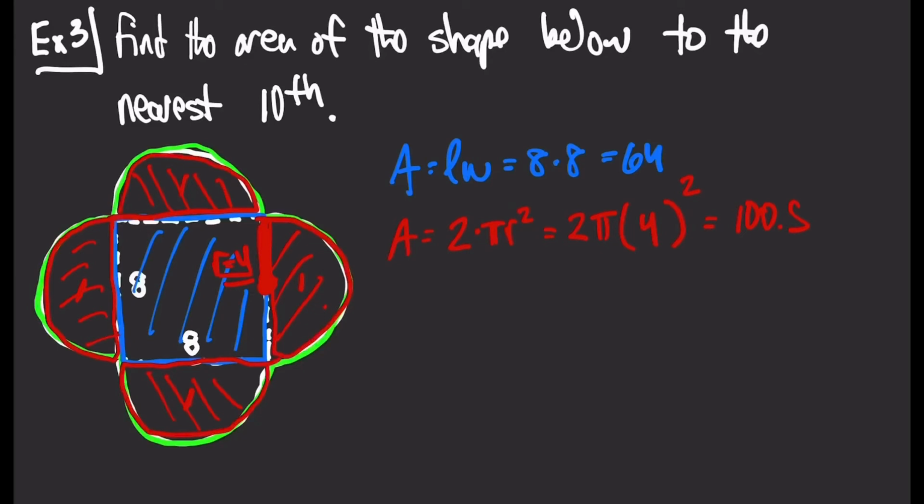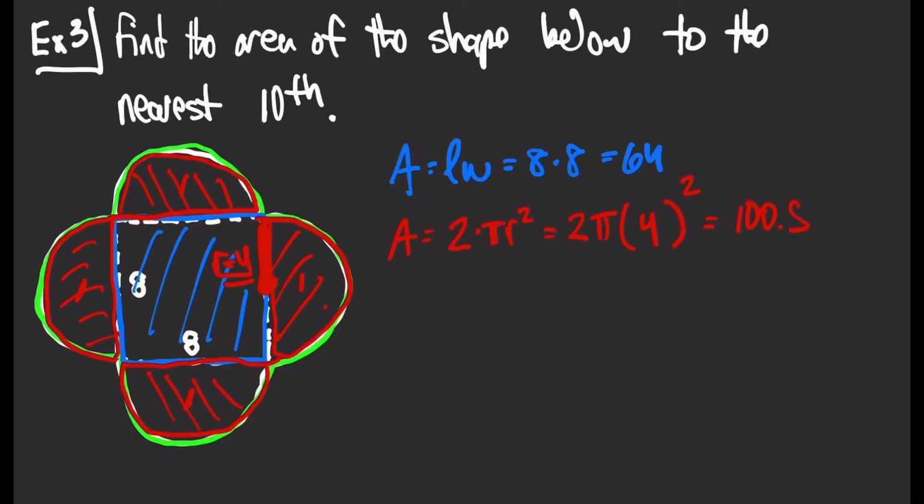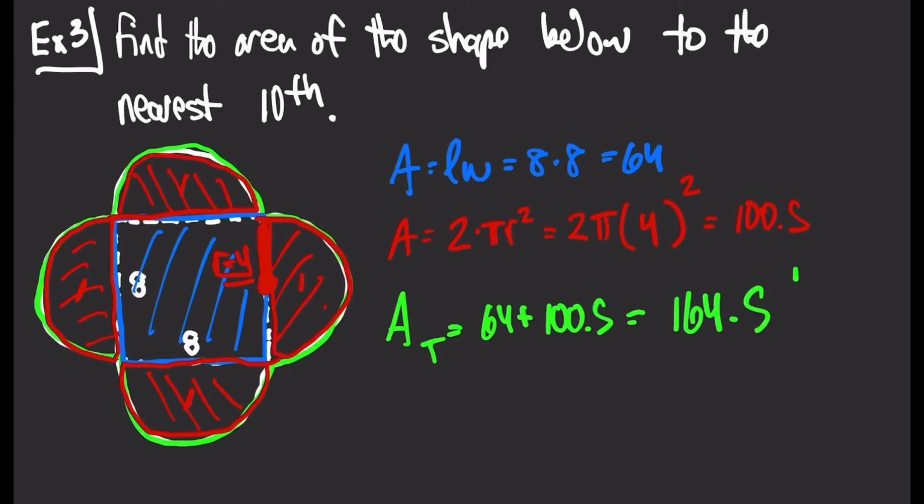So now at the end, what you want to do is ask yourself, do I add these together or do I subtract them? In this case, I think you can see I want the area of the whole thing. So I'm going to need the area of the square, everything in here, plus everything in the semicircles. So I'm just going to add those together. So my area total is going to be 64 plus 100.5. So that's going to give me 164.5.